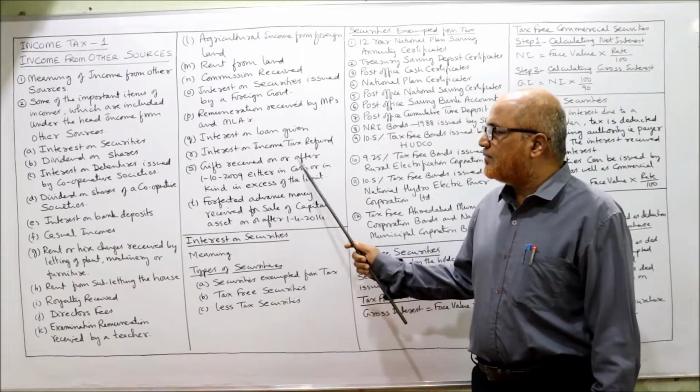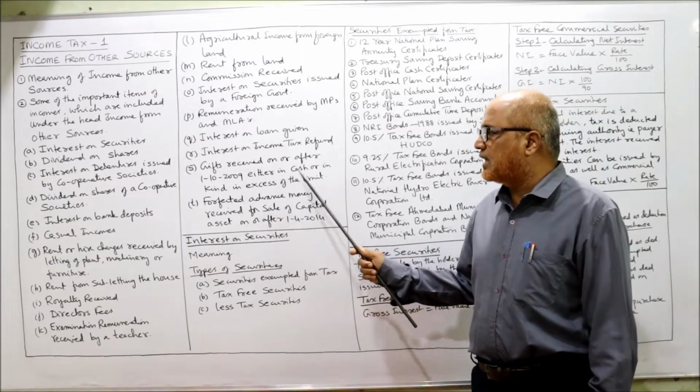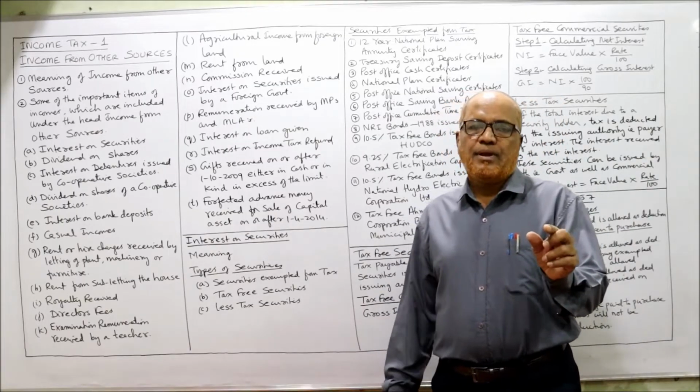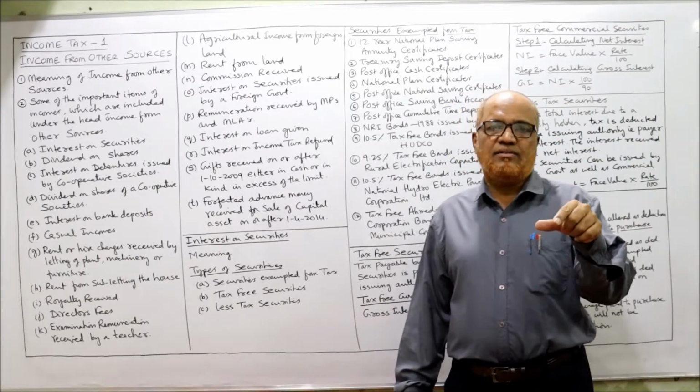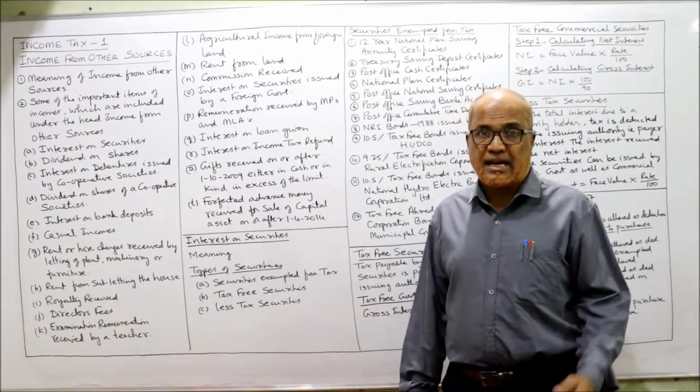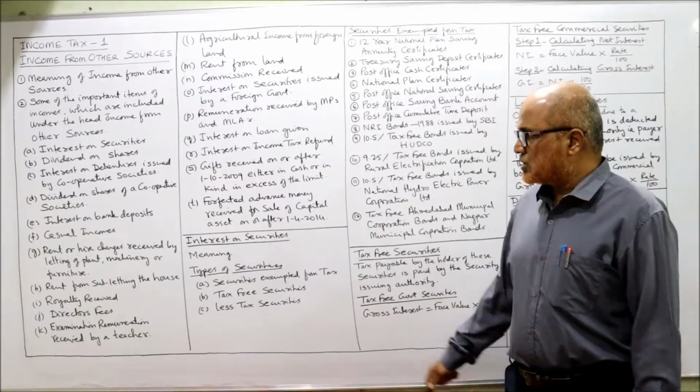Then gift received on or after 1/10/2009 either in cash or in kind in excess of the limit. One limit is given. Beyond that limit, if a gift is received either in cash or in kind after 1/4/2009, it is taxable under income from other sources.